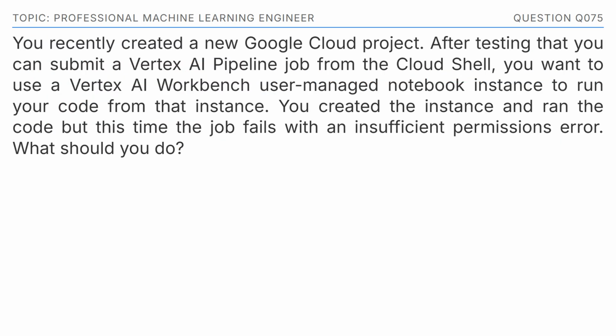You recently created a new Google Cloud project. After testing that you can submit a Vertex AI pipeline job from the Cloud Shell, you want to use a Vertex AI Workbench user-managed notebook instance to run your code from that instance. You created the instance and ran the code, but this time the job fails with an insufficient permissions error. What should you do?